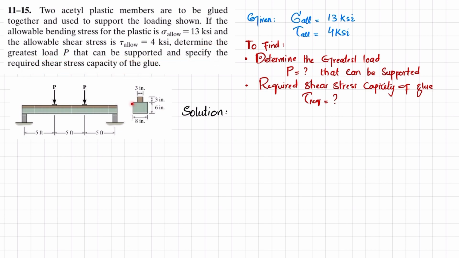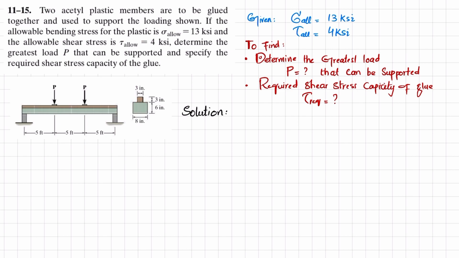So you can see the cross section. This is plastic 1 and this is plastic 2. They are glued together and the load P is applied at two different points. Clear? The allowable bending stress and allowable shearing stress are given, so you have to find this P that can be applied on this beam, and you have to find the shear capacity of this glue. So let's start with the solution.